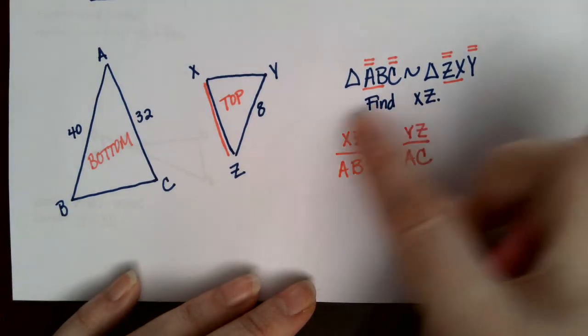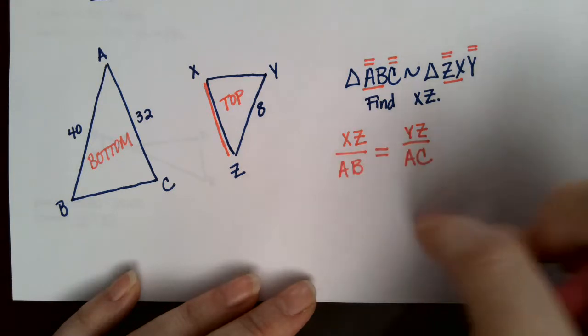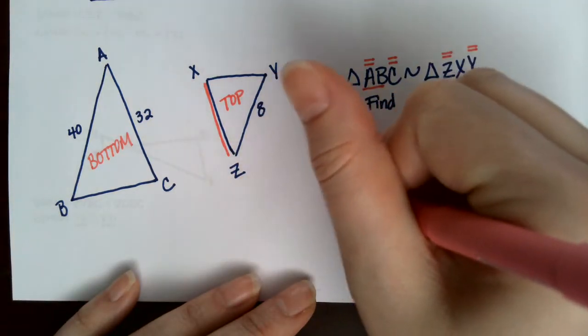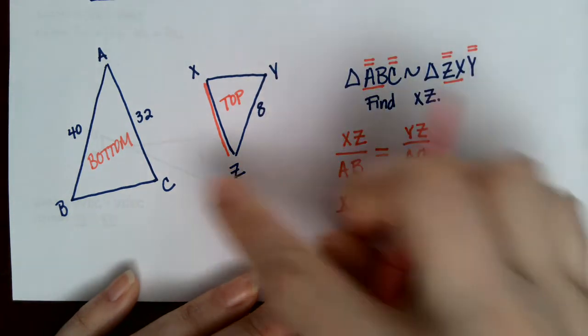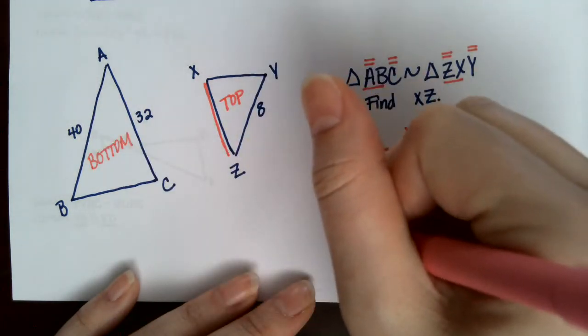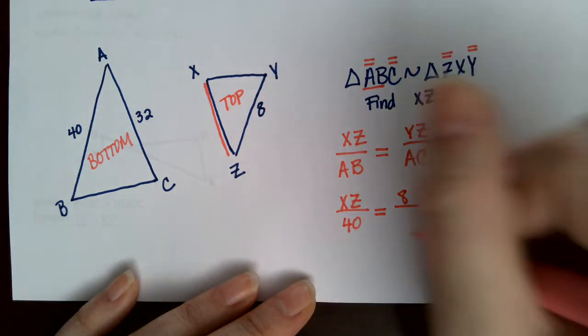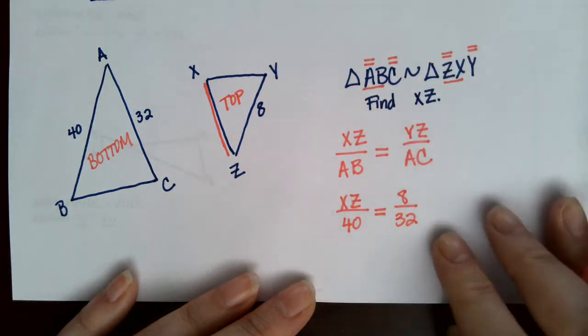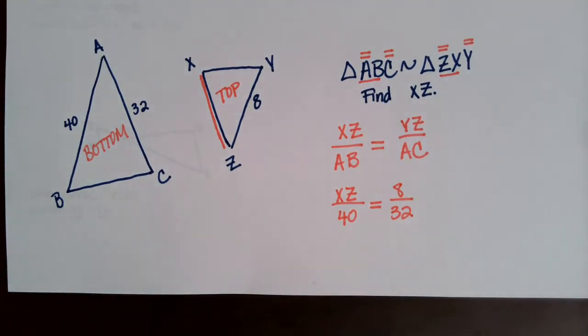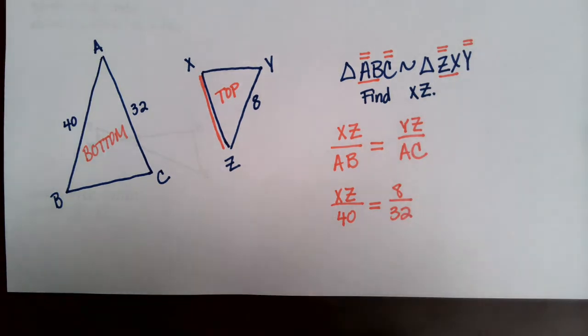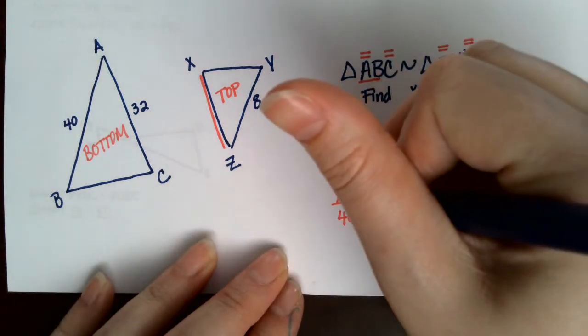Once you take your time and set up this proportion, you just got to plug in the values that you see. So XZ is the one that I'm missing, so I'm just going to leave that as XZ. AB is 40. YZ is 8. And AC is 32. So taking your time on that proportion is super important. It'll make your life a lot easier here because now we can just cross multiply.